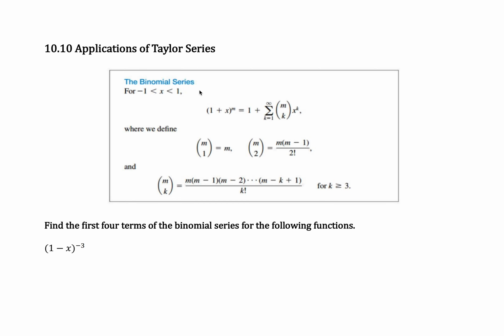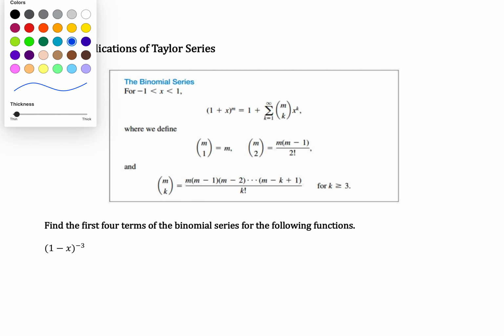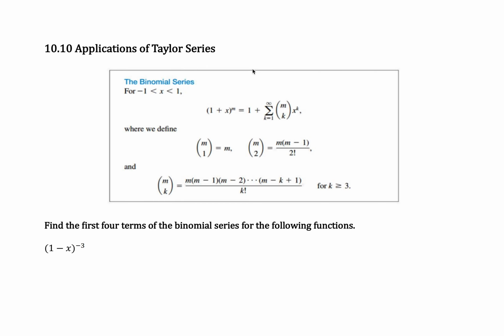And this is going to come from a Taylor series. The binomial series here is going to come from the Taylor series generated by the function f of x equals (1 plus x) to the m power, where m is a constant. And we get this binomial series where it can be defined as such. We've got 1 plus the sum from k equals 1 to infinity of this m over k, and I'll define that a little bit more in just a moment, times x to the k power.